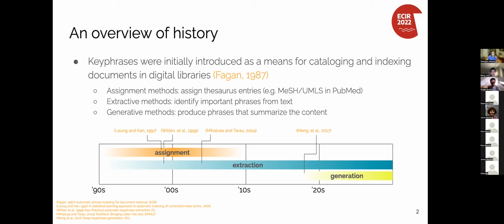And third, generation methods that produce words and phrases that summarize the content of documents. These methods rely on deep learning and differ from extraction methods in that they can produce key phrases that do not occur in source documents. And in this tutorial, we will focus on the latter two categories of methods.